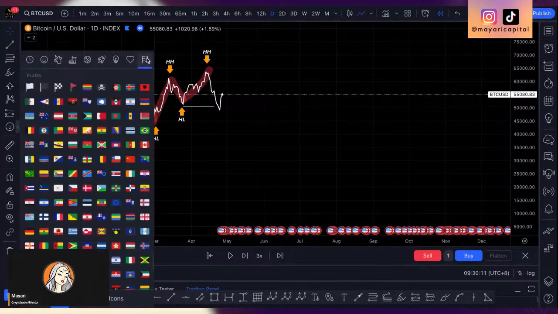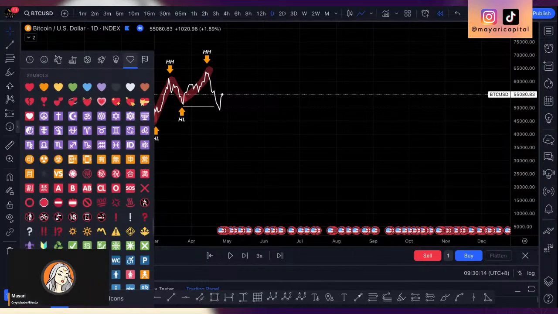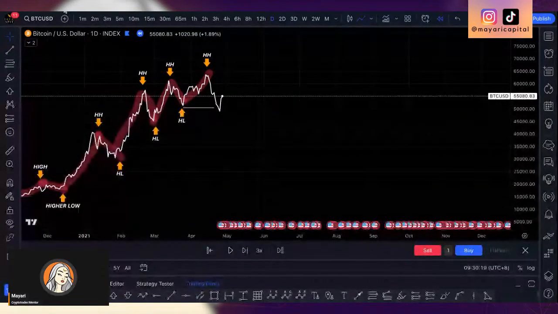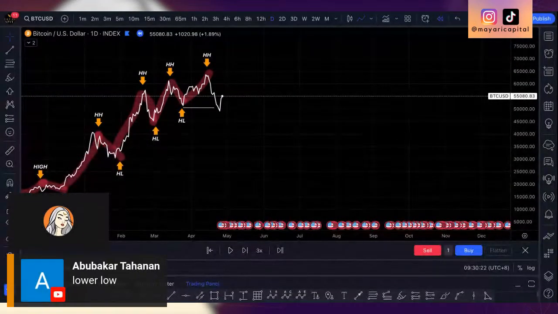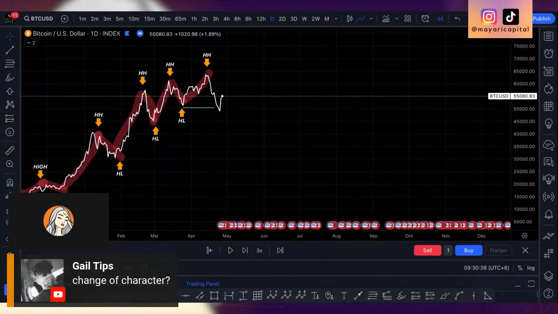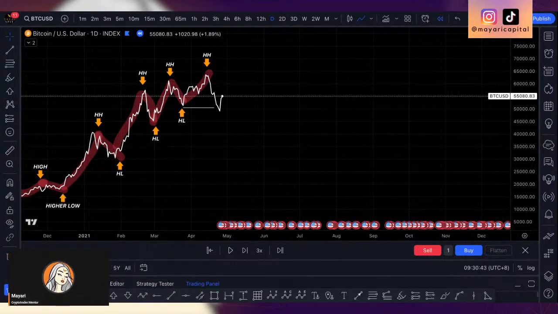If you don't know your market structure, bro, trust me, you're going to have a really hard time trading. So, yes, we have someone. It is a lower low. Not a lower low yet, but yes, it is not a higher low anymore, but a lower low. It can be what we call change of character, or what we call shift of cycle. I call it shift of cycle.